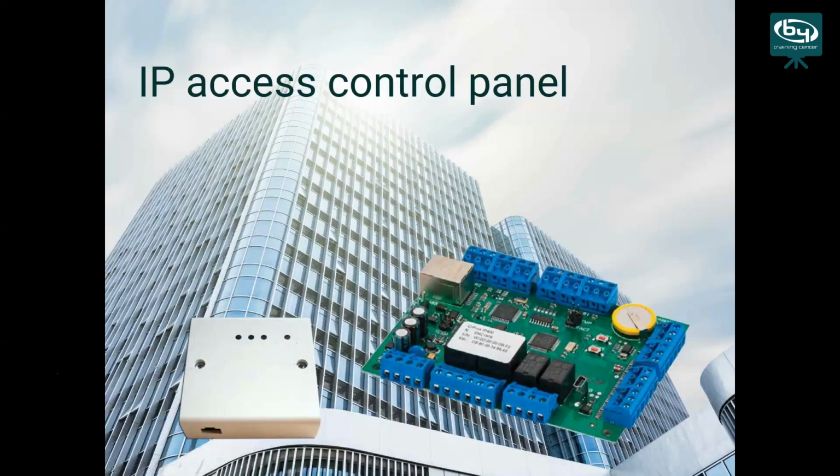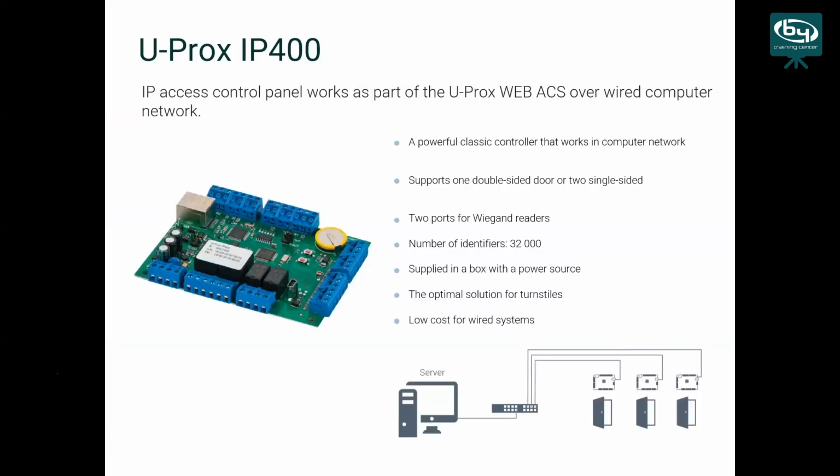Now let's talk about the IP access control panels. These are panels for more than one door. In this case, it's an IP model, which has the U-Prox web interface, and we can have more than one for controlling the different doors in a facility. We can add up to 32,000 identifiers. Each one has 2 ports for WGAN readers, one for the entry and the other for the exit, supplied in the box with a power supply.